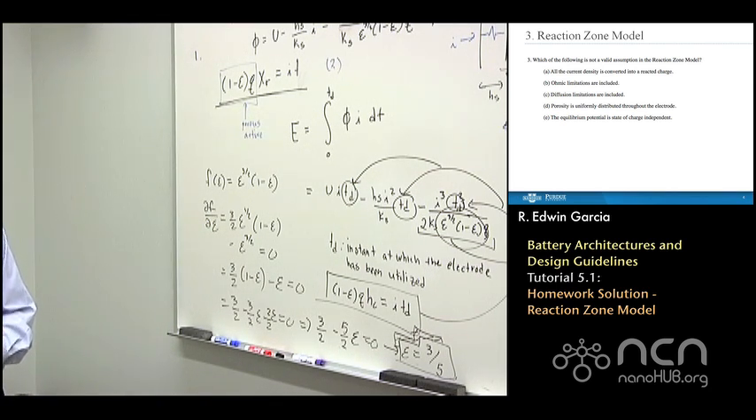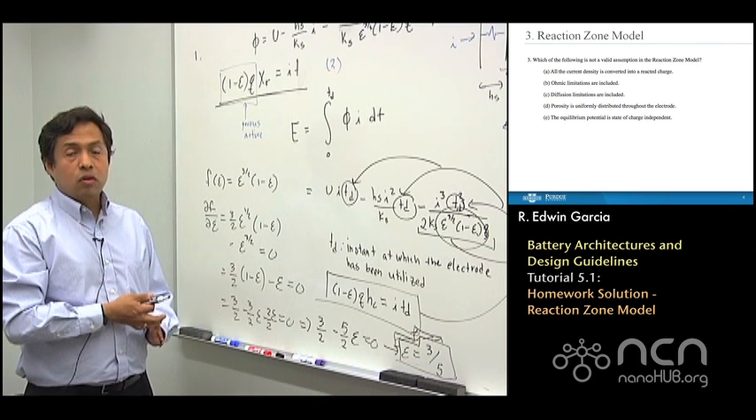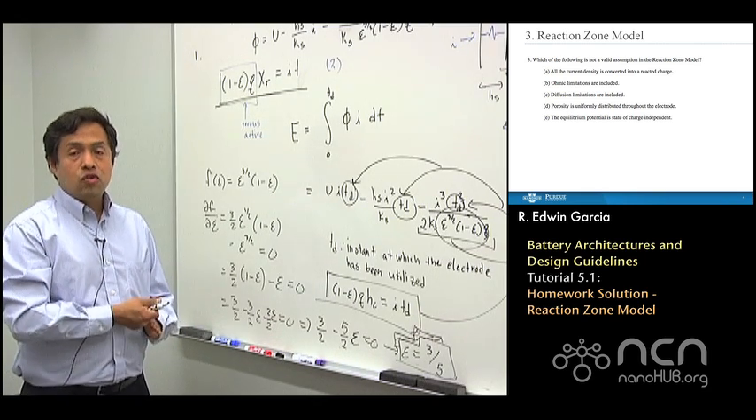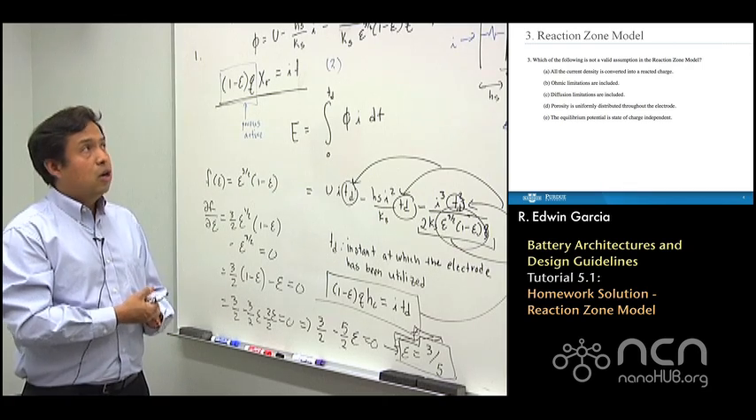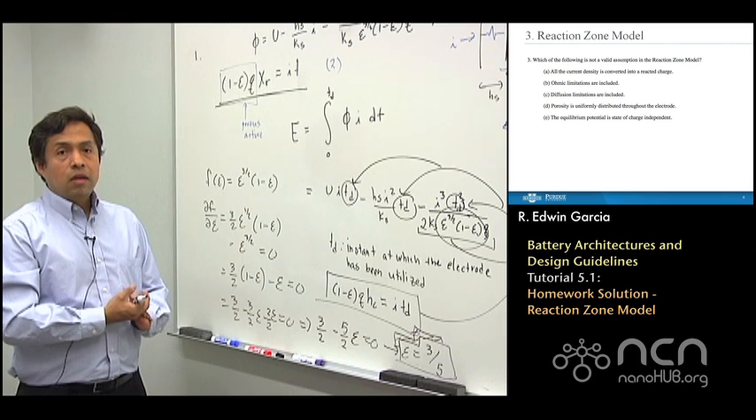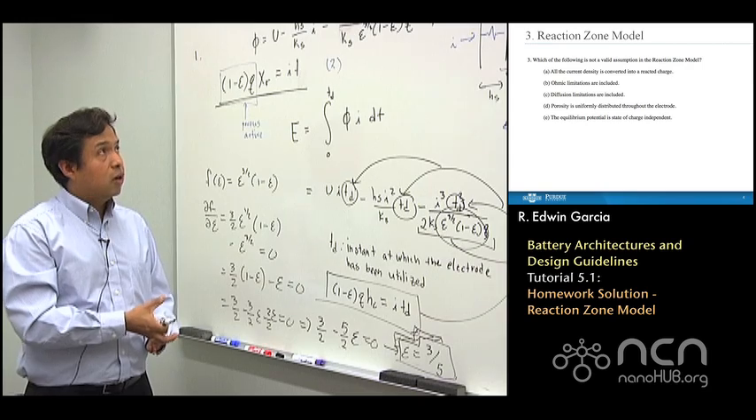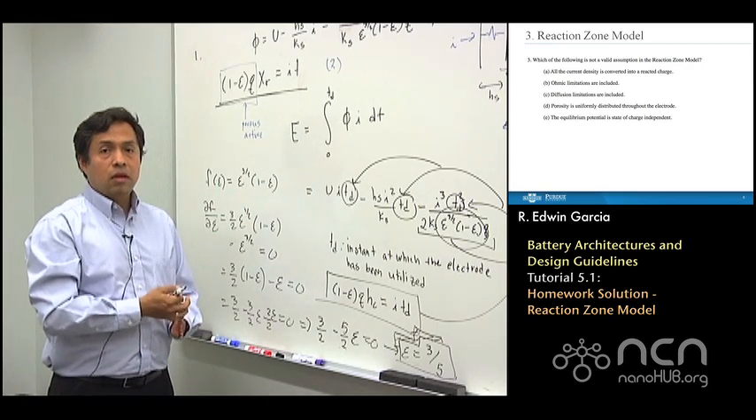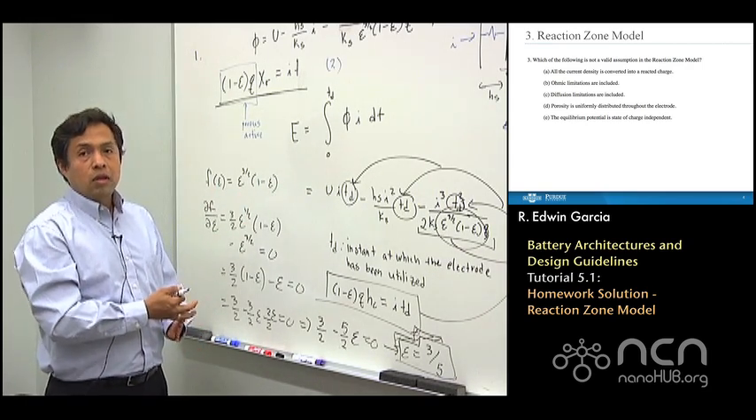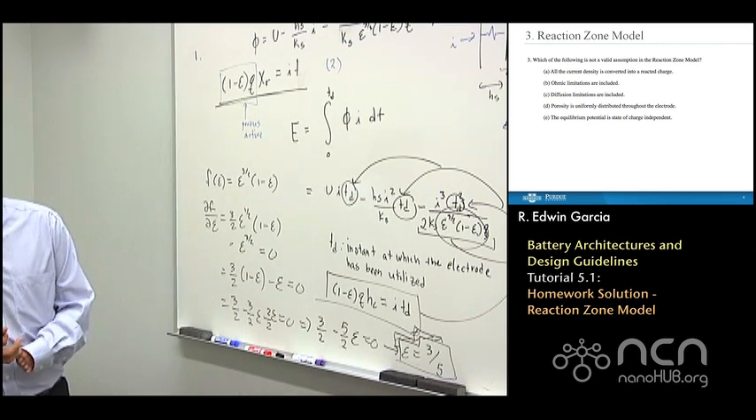Answer C says diffusion limitations are included. If you remember, when we were going over the description of this model, we were explicitly assuming that diffusion limitations are not included in this description. We do expect that as we increase the current density in this model, more material would accumulate internally on the surface of each particle, making this model useless for the case where diffusion limitations in the particles are relevant. So therefore the right answer for question 3 is C.